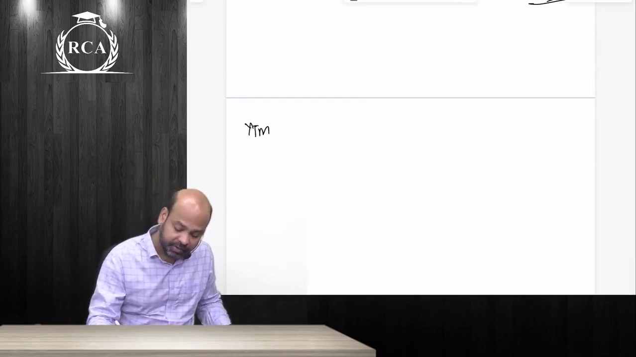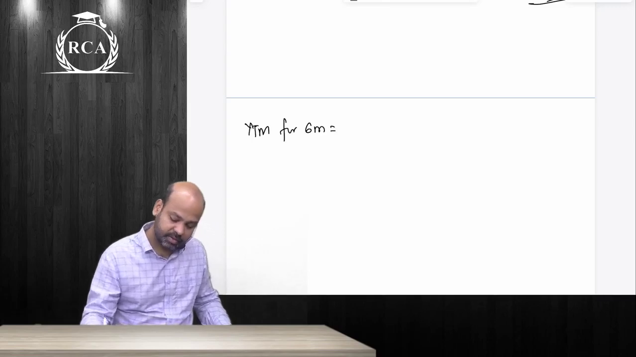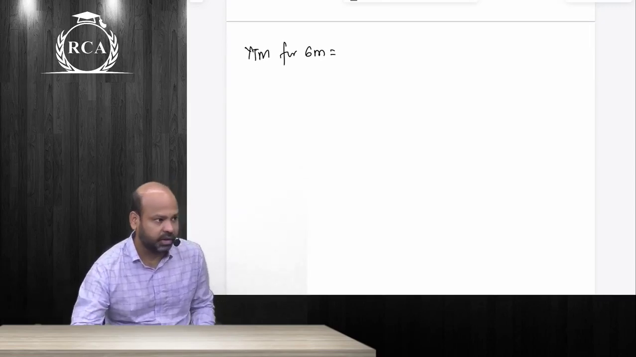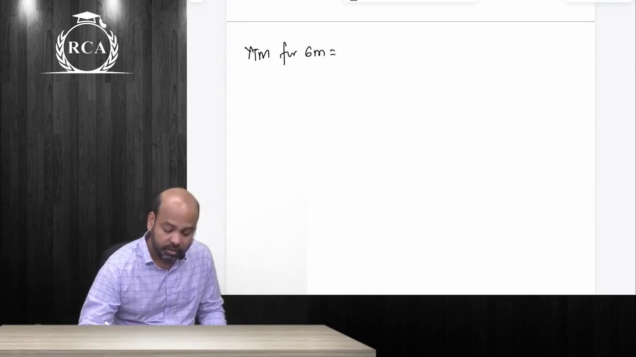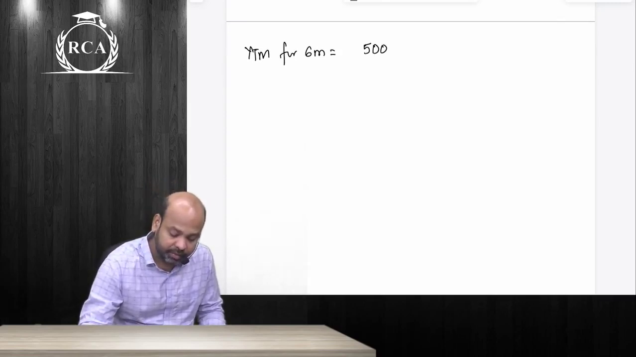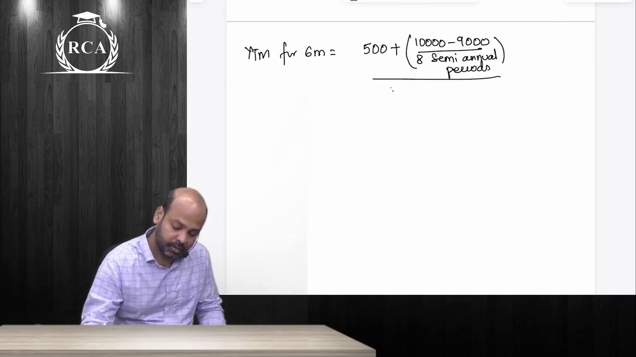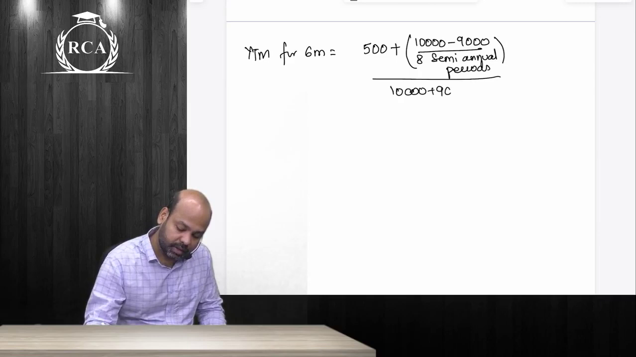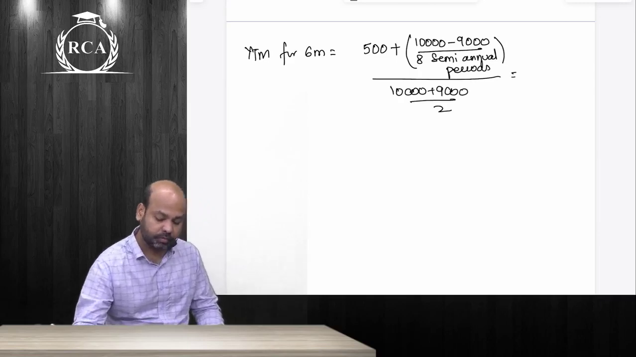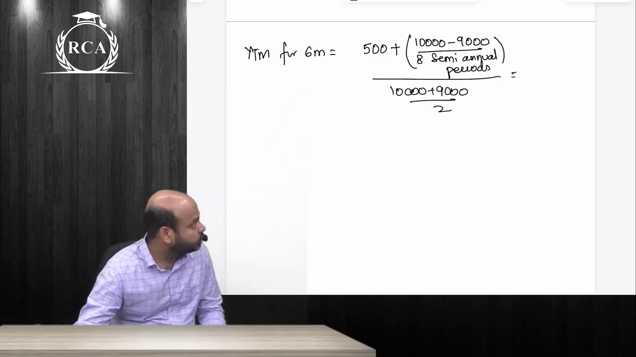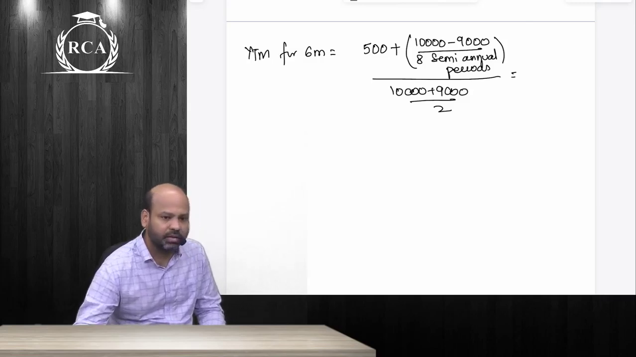Now how much will YTM for 6 months be, beta? Semi-annual coupon beta is 500 plus 10,000 minus 9,000 divided by how many semi-annual periods? 8 semi-annual periods. Whole divided by 10,000 plus 9,000 divided by 2. So that's 625 divided by 9,500.